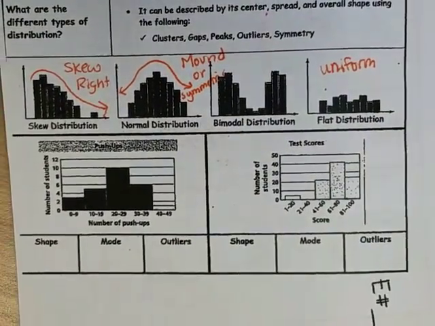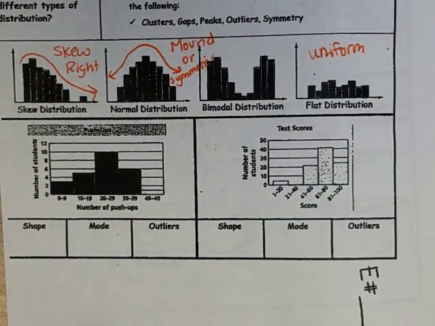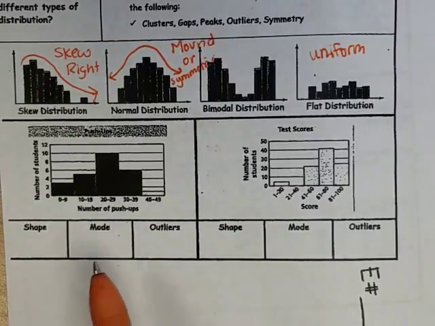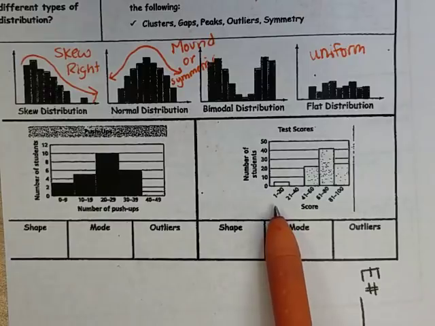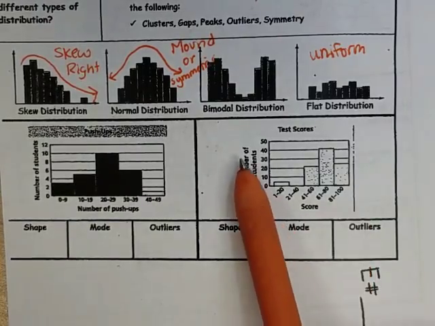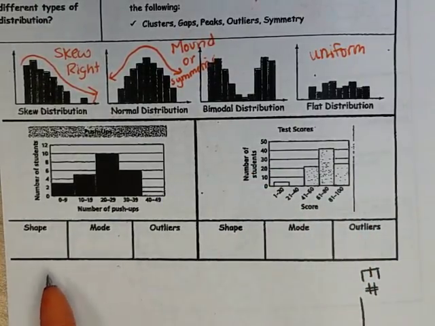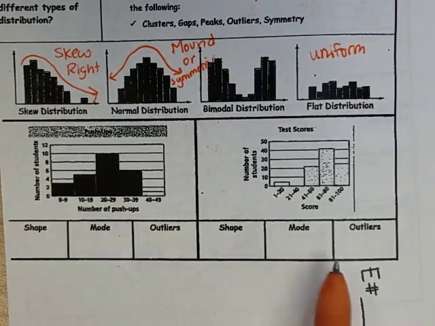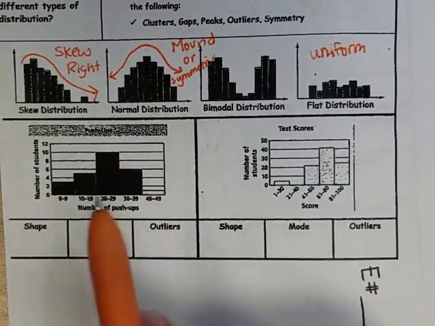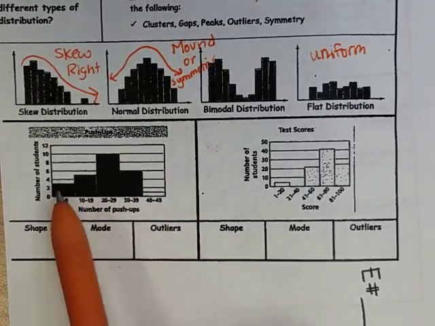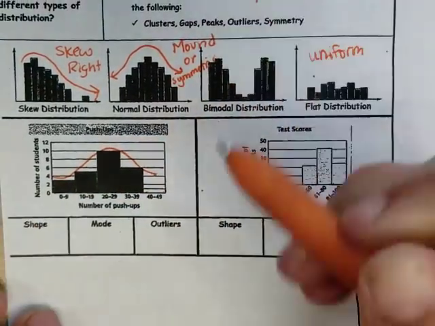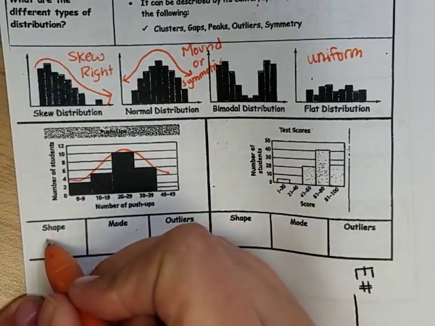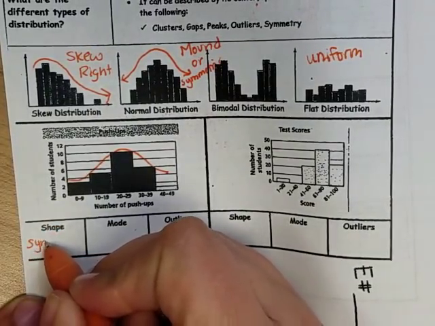All right. So down here, we're going to look at two different pieces of data. This is the number of push-ups and the number of students, and this one's the test scores, your score from 0 to 100, and the number of students who made what score. So we're going to fill in some information, and then you're going to do the right side on your own. So this picture looks a little symmetric. It starts off a little low, goes a little high, and then comes back low again. So I'm going to call this one symmetric or mound.